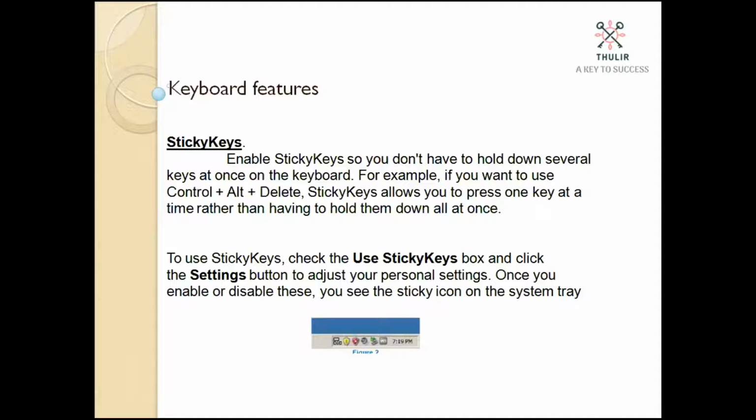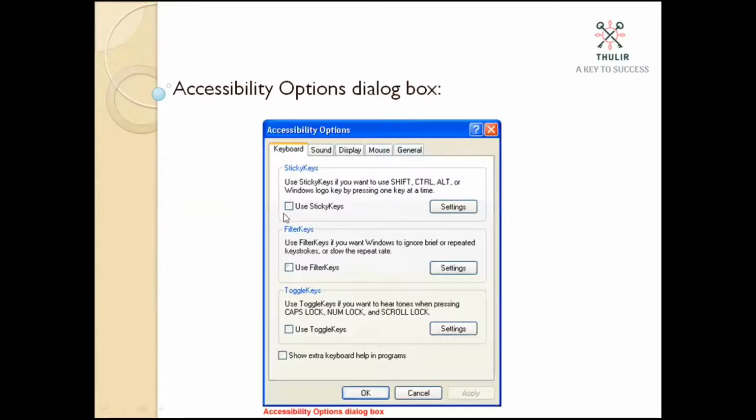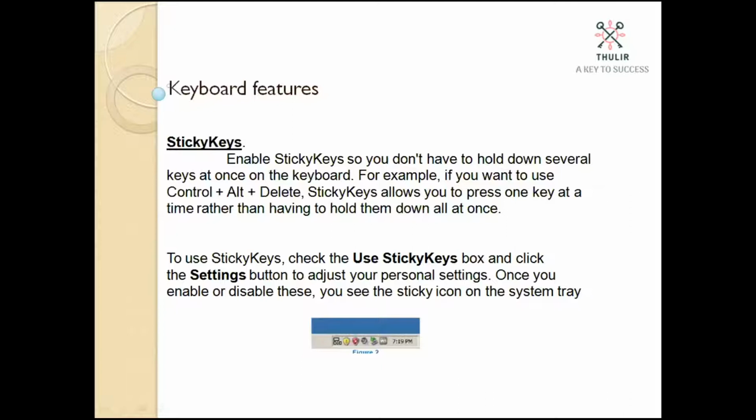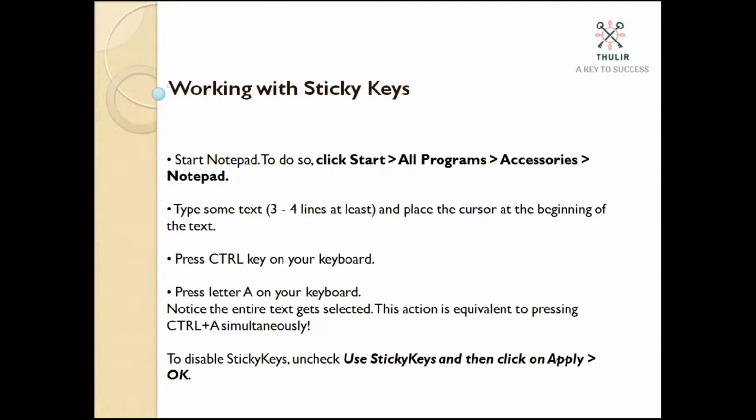To use the sticky keys, check the Use sticky keys checkbox and click on the Settings button to adjust your personal settings, whatever settings you want. I will show you practically what settings we have when we see the practical session at the end of this video. Once you select the checkbox, you will have the sticky key icon displayed at the bottom of your screen. This is the sticky key icon. This is the system tray which you can see. So this is the option Use sticky keys, check it, and when you uncheck it, the option gets disabled, right? Hope you got these features of sticky keys, right?